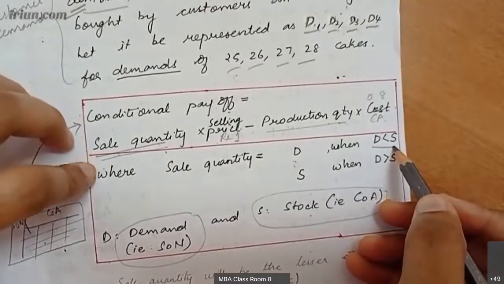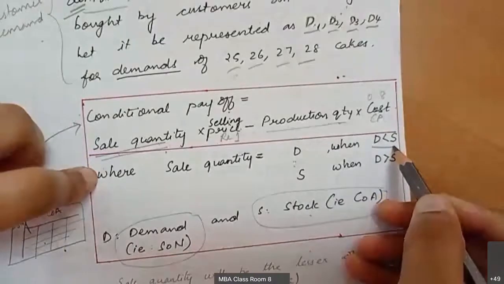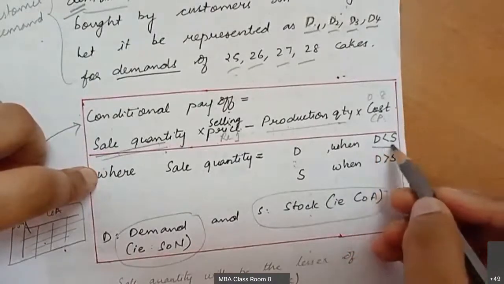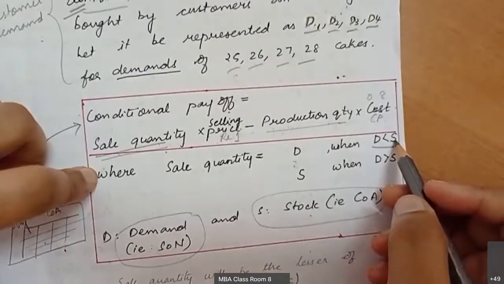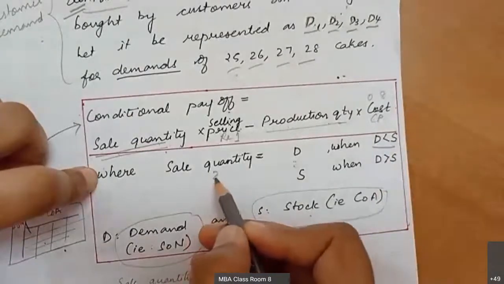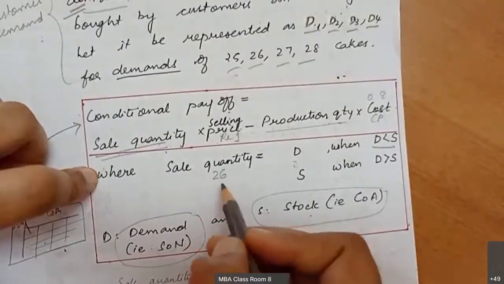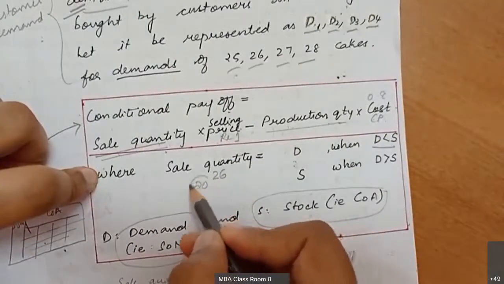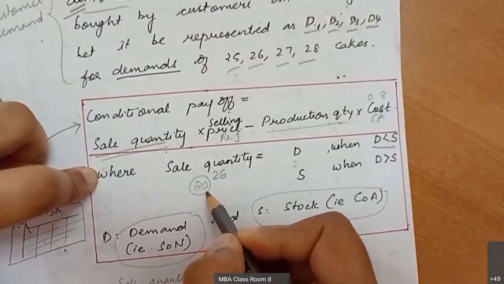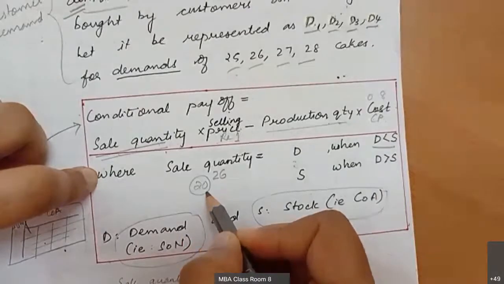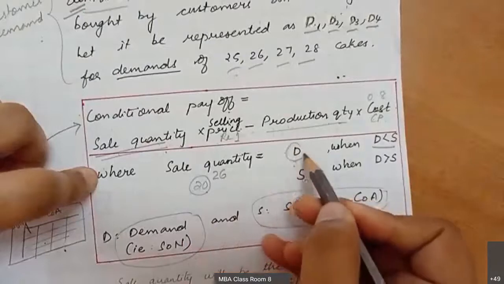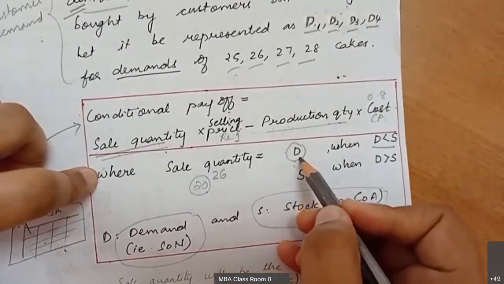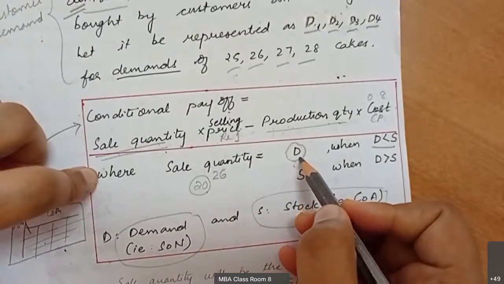how many cakes can you sell? When demand is lesser than the supply, how many cakes can you sell? For example, you have 26 cakes in your shop, but only 20 cakes are demanded by the customer. So how many will you sell? You will sell only 20 cakes. Only the number of cakes demanded will be sold.